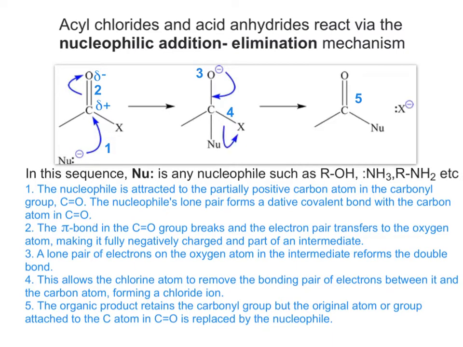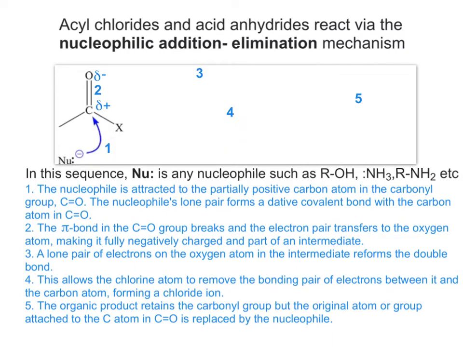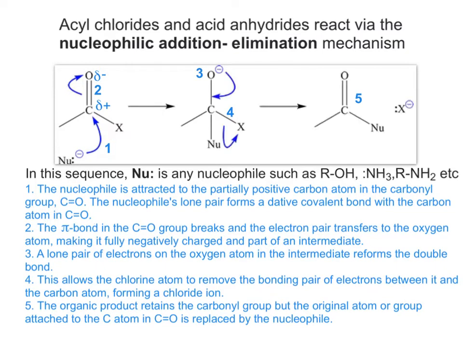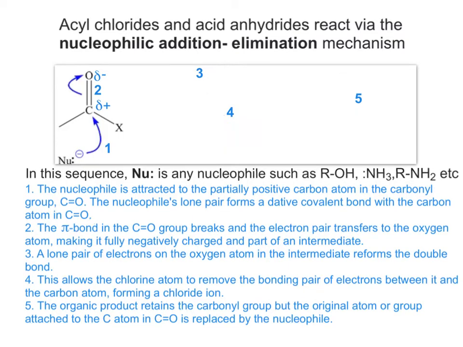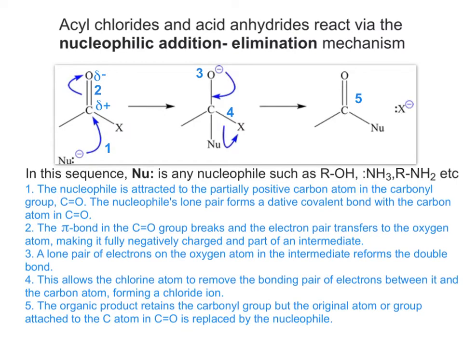So we're now onto the intermediate in the middle of the animation, and a lone pair of electrons on the oxygen atom in the intermediate reforms the double bond. So the lone pair of electrons will essentially be the negative charge. You can see the curly arrow going from the negative charge to the C single bond O that's remaining behind. That's a sigma bond. Because a lone pair goes towards the C single bond O, it now makes it back into a C double bond O.